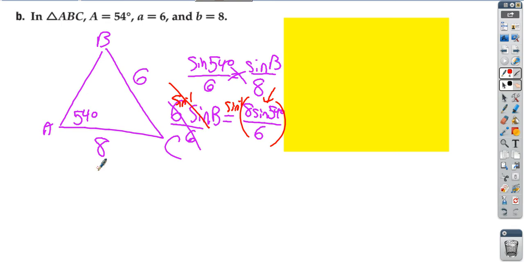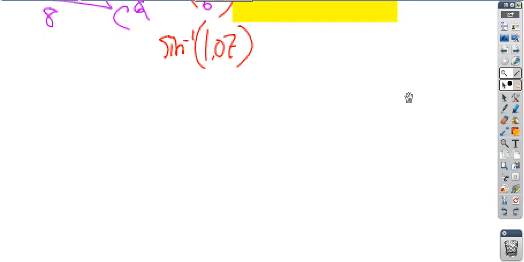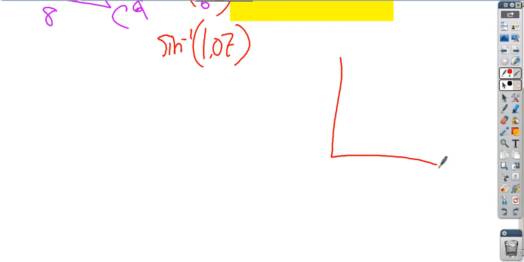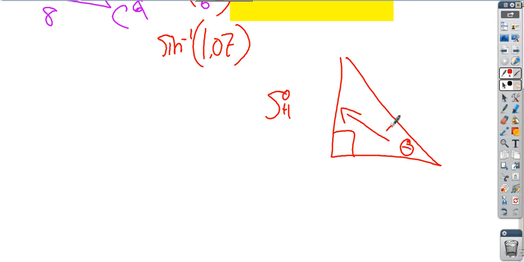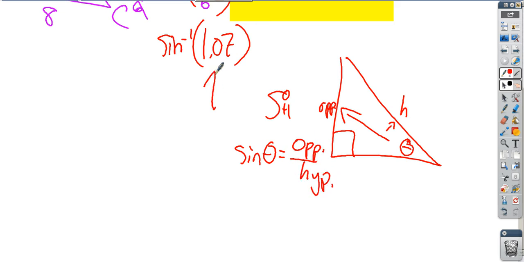Why is that an error? Why is there no solution? Well, I'll show you why. Remember, this number turned out to be 1.07. Why is that impossible? Well, remember, the sine is equal to opposite over hypotenuse. That's what SOHCAHTOA means. So let's say we have a triangle right here, and I have some angle, and I want to know the opposite over the hypotenuse. So there's opposite, there's hypotenuse. If you were to find the sine of that angle, that would be saying find the opposite over the hypotenuse. And in this example, they're saying that's equal to 1.07.